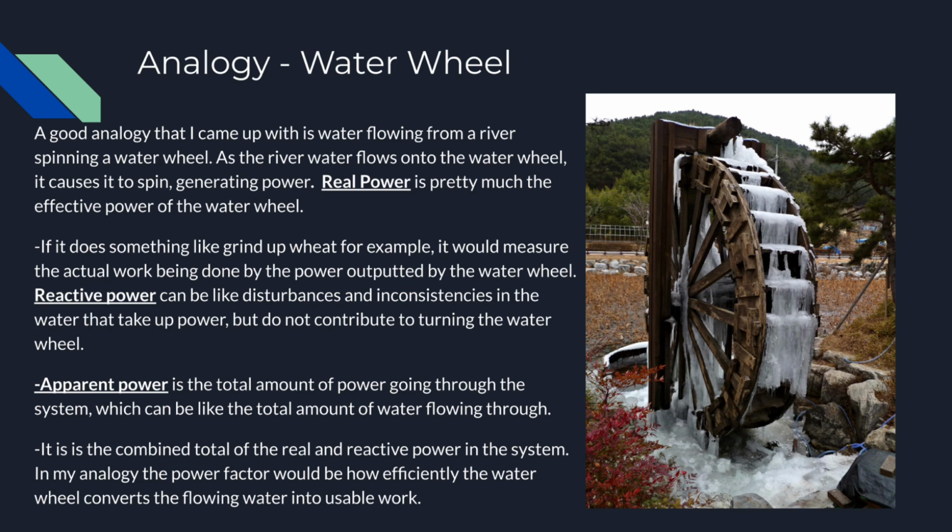the total amount of water flowing through. It is the combined total of real and reactive power in the system. In my analogy, the power factor would be how efficiently the water wheel converts the flowing water into usable work.